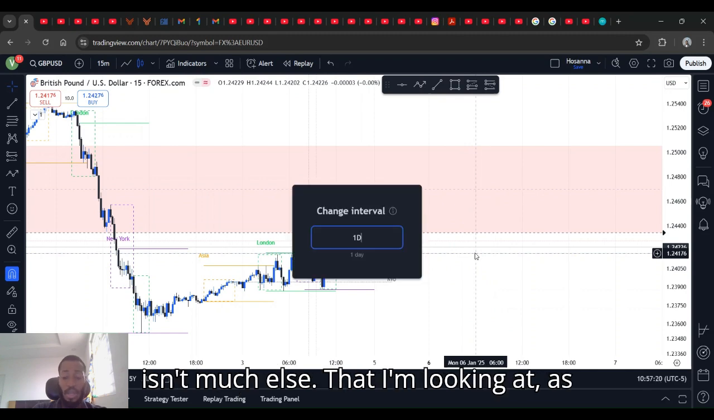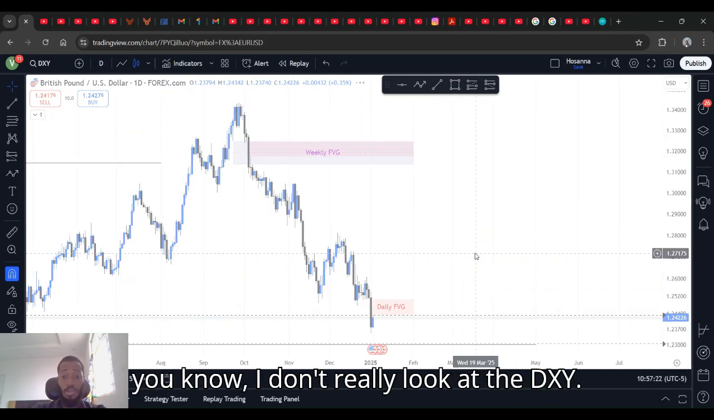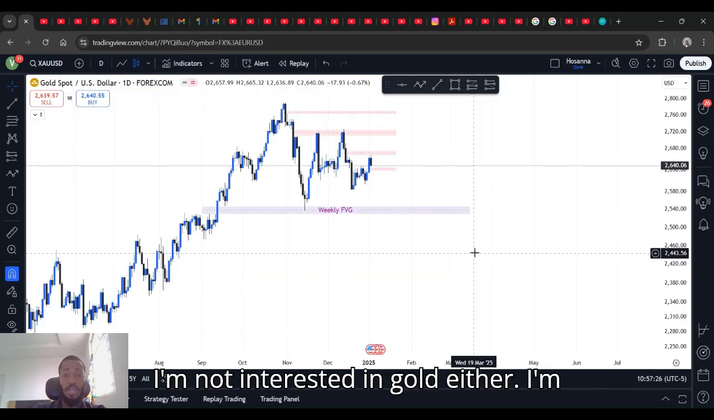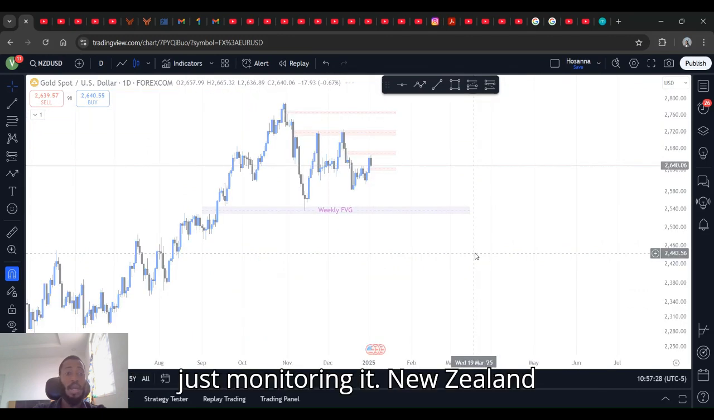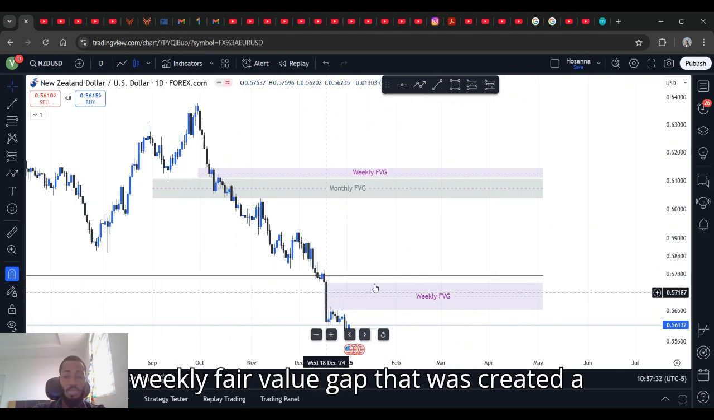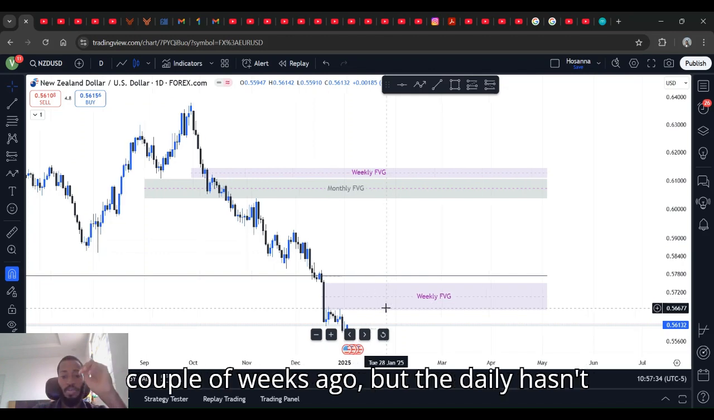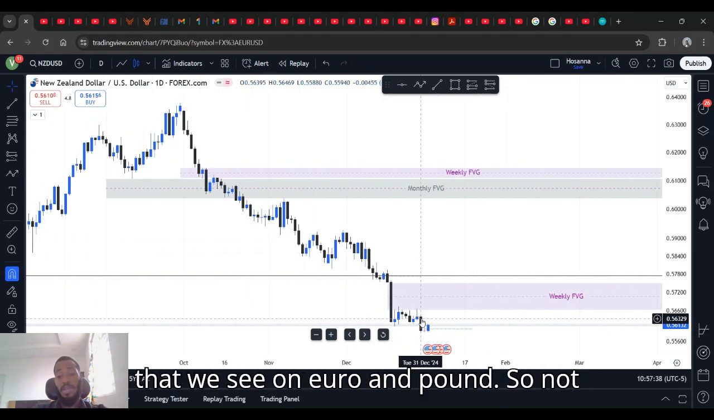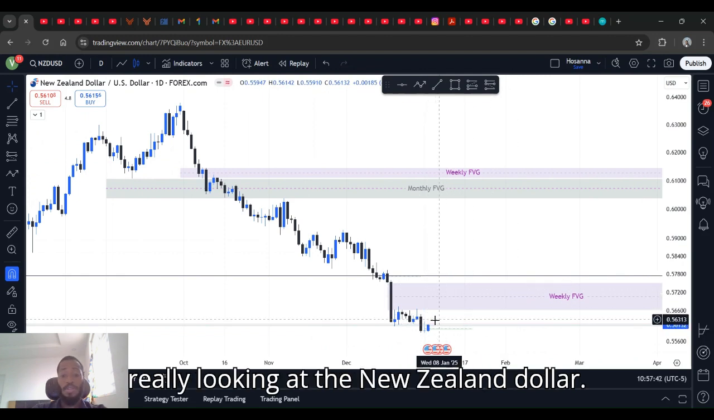There isn't much else that I'm looking at. As you know, I don't really look at the DXY. I'm not interested in gold either. I'm just monitoring it. New Zealand dollar. So you can see that there's a weekly fair value gap that was created a couple of weeks ago, but the daily hasn't created the same bearish fair value gap that we see on euro and pound. So not really looking at the New Zealand dollar.